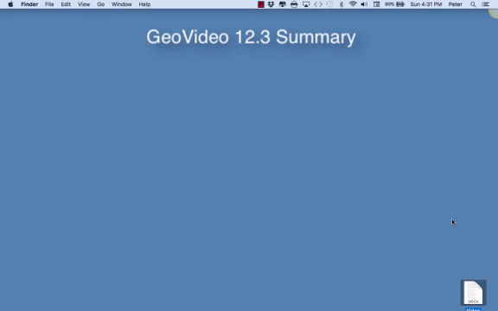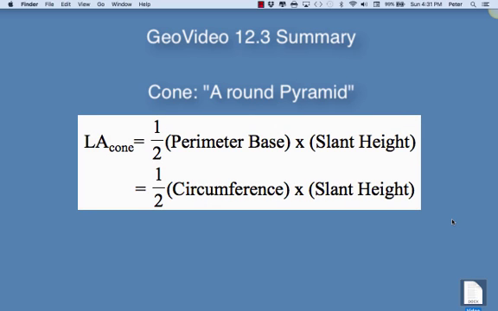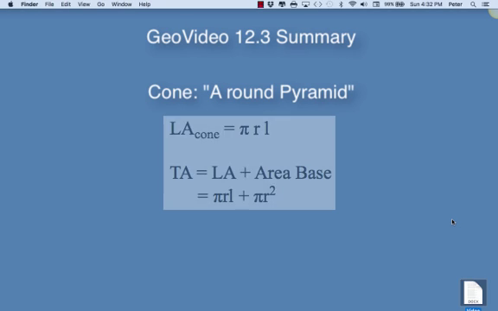All right, then we looked at a cone and considered a cone as a round pyramid. The lateral area is 1/2 the perimeter of the base times the slant height, which simplifies to the very handy formula pi times r times L, where L represents the slant height. The total area, like a pyramid, is just the lateral area plus the area of the base. Since the base is a circle, the total area simplifies to pi rl plus pi r squared.